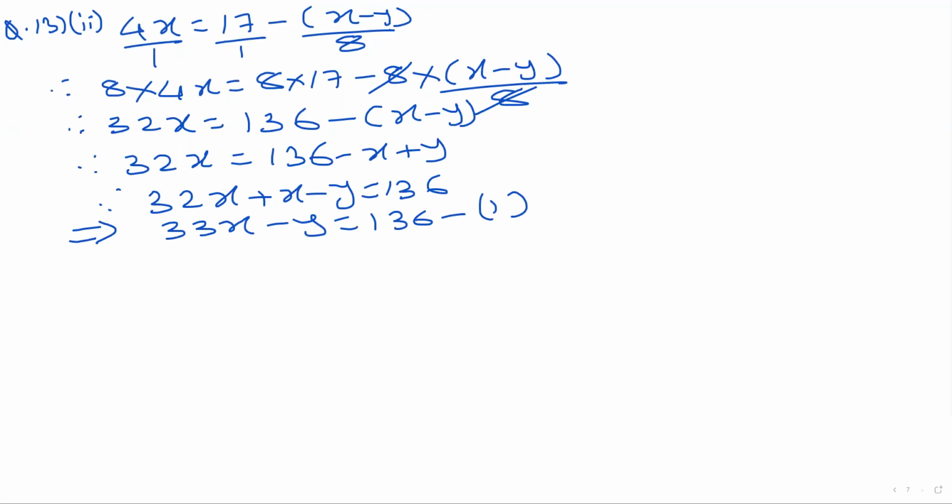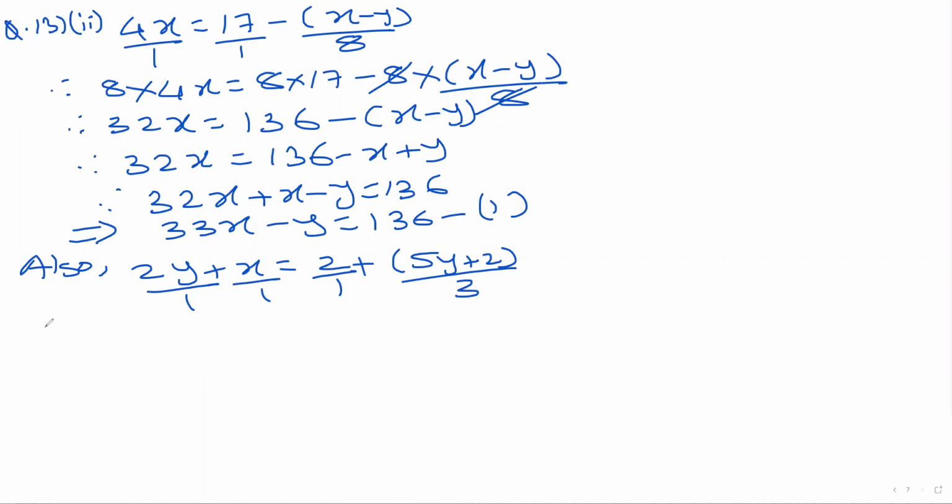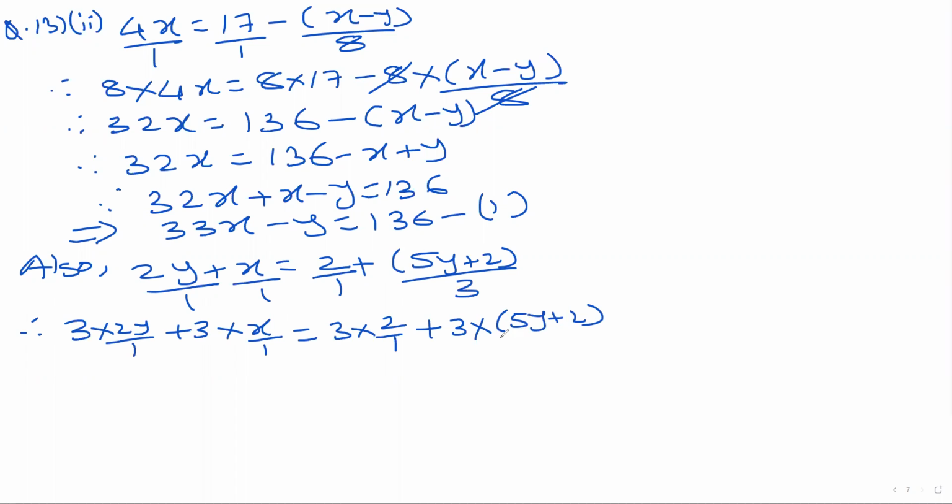Next, we have second equation, which we have to also simplify. 2y plus x is equal to 2 plus into bracket 5y plus 2 upon 3. Okay, 5y plus 2 upon 3. So again, multiplying both sides by 3, what do you get? 3 into 2y upon 1 plus 3 into x upon 1 is equal to 3 into 2 upon 1 plus 3 into 5y plus 2 upon 3. 3 cancelled. So you get 6y plus 3x is equal to 6 plus 5y plus 2.